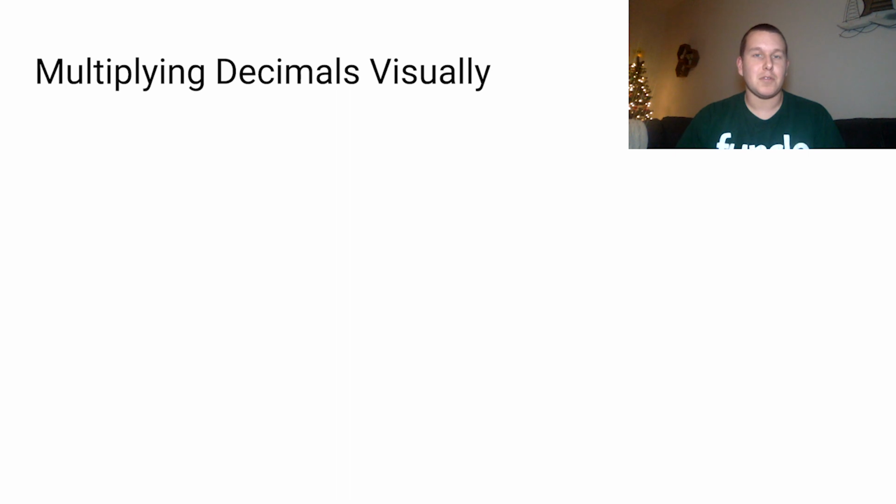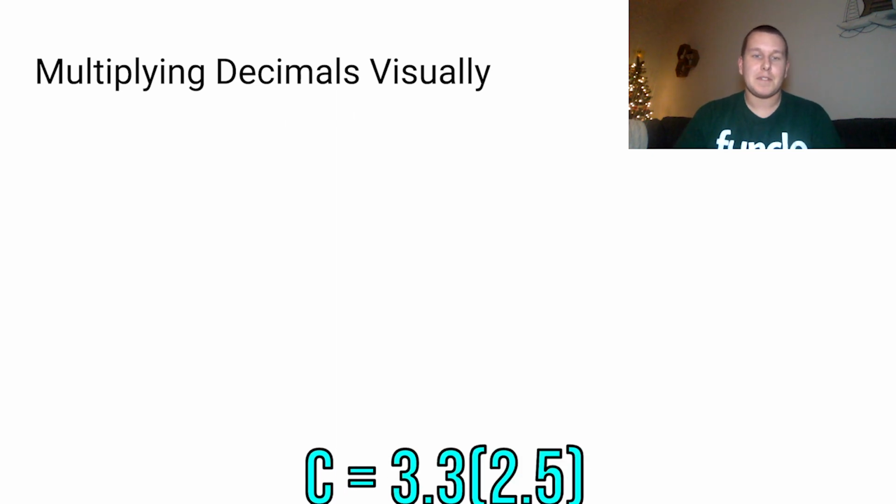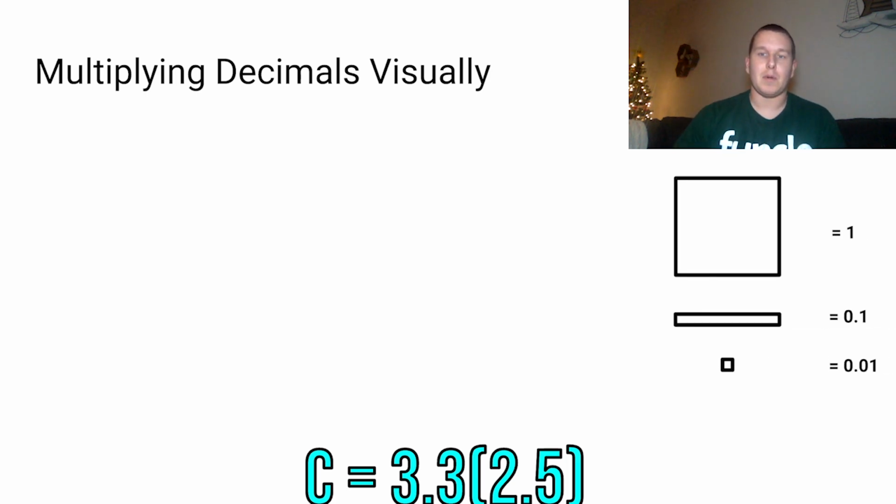The next one is using base 10 blocks. And I'll admit to you guys, this one's a little trickier, but hang with me and I think we'll be able to understand it. So we have c equals 3 and 3/10 times 2 and 5/10. Remember, if you have a number right next to a parenthesis, that means we're going to be multiplying. We're going to need a key to help us out with this.